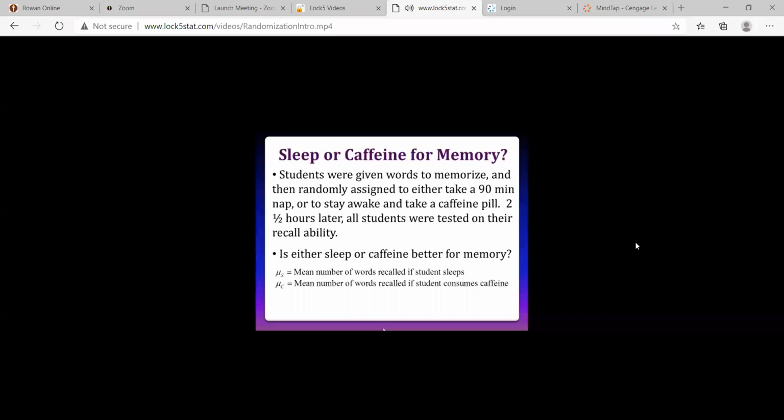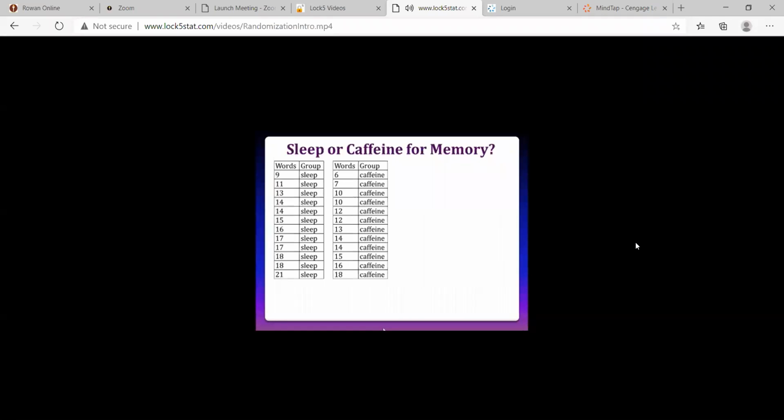In this case, our parameters of interest are the mean number of words recalled if a student either sleeps or consumes caffeine. Our null is that the two means are equal, or that there is no difference in means. And our alternative is that the two means are not equal, or that there is a difference in means. All right, so here's our data. The sleep mean turns out to be 15.25. The caffeine mean turns out to be 12.25, for a difference in means of 3.